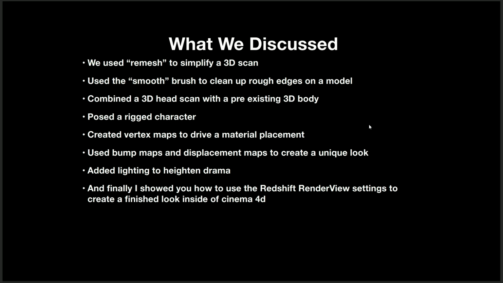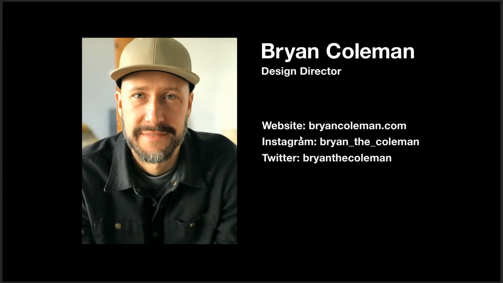As you guys remember, it was kind of slowing things down a little bit. Not totally sure why. I might go over to the machine if you guys have questions and work with that. I used bump maps and displacement maps to create a unique look. I added lighting to heighten the drama. And finally, I showed you how to use the Redshift render view settings to create a finished look inside of C4D.